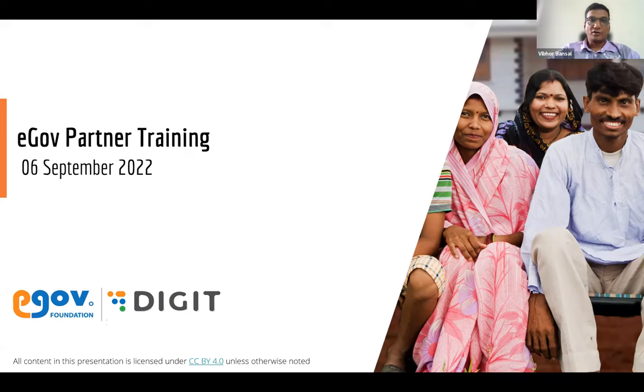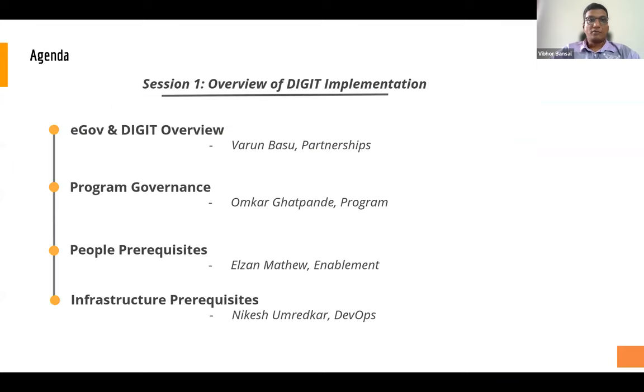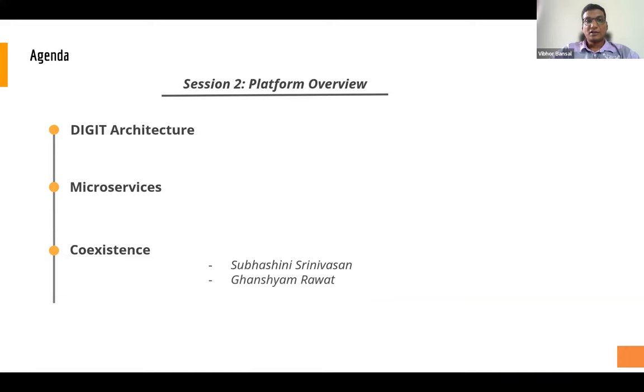In the morning session, we talked about the overview of Digit implementation, where we covered the different aspects of Digit, why it is a preferable platform for urban local bodies to implement, how the program runs, what is the governance model, what are the skill sets required to implement Digit, and what are the infrastructure prerequisites for Digit. In this session, where we have Subhashini Srinivasan with us, we'll go a little deeper into the architecture, microservices, and the coexistence of Digit platform. And that is where we'll cover.